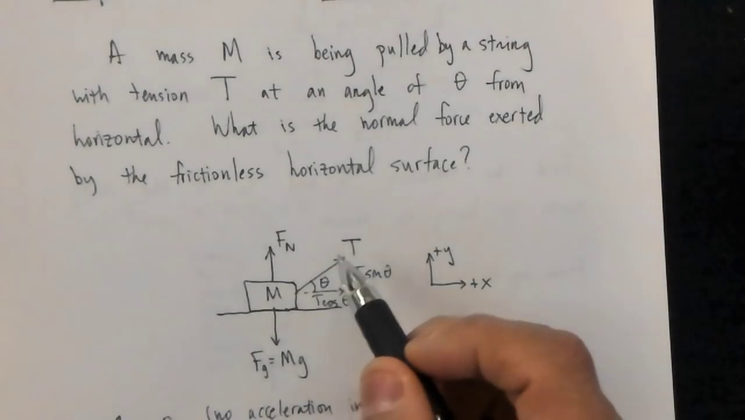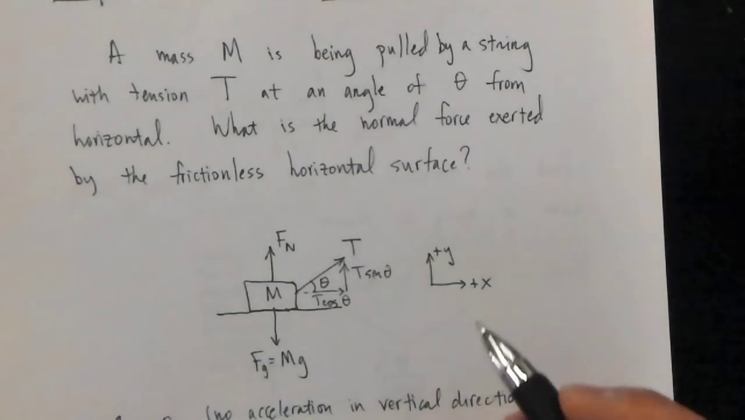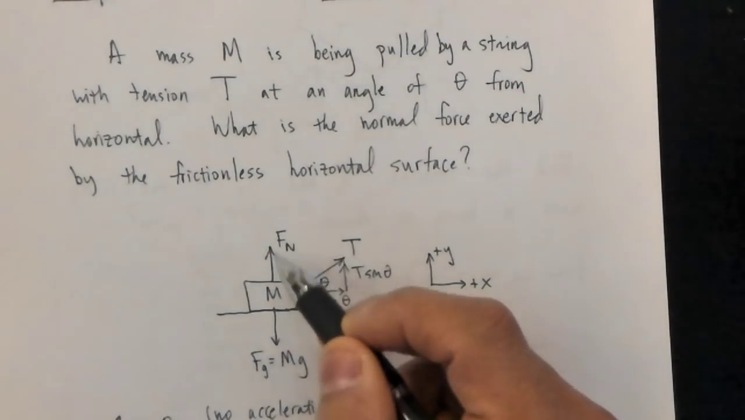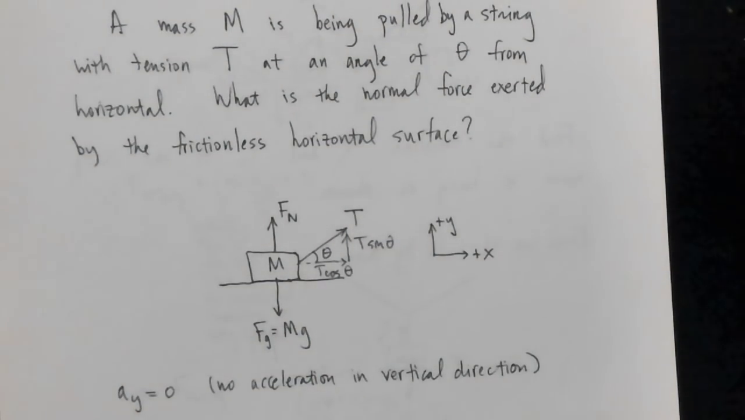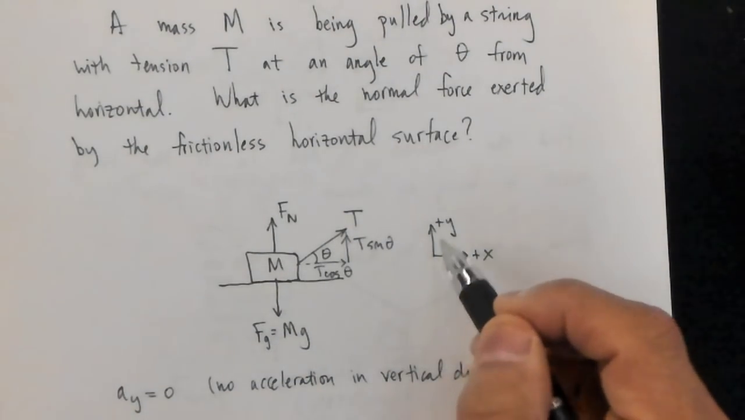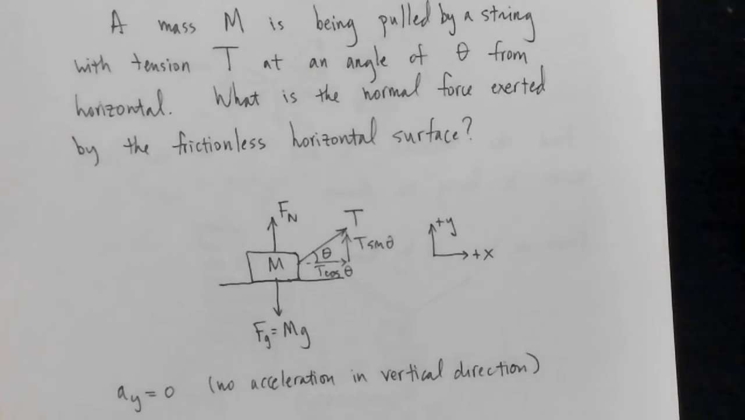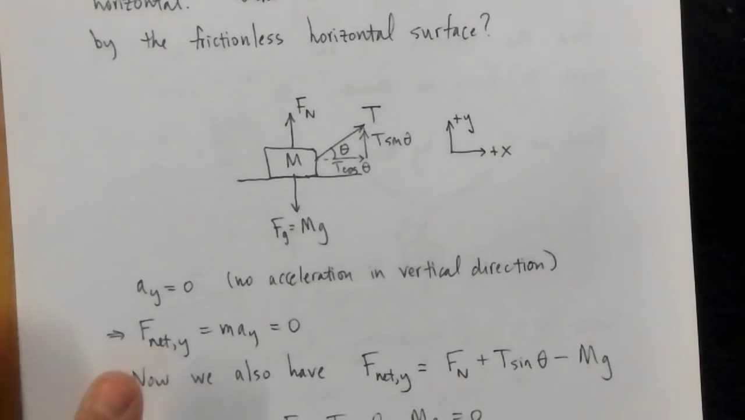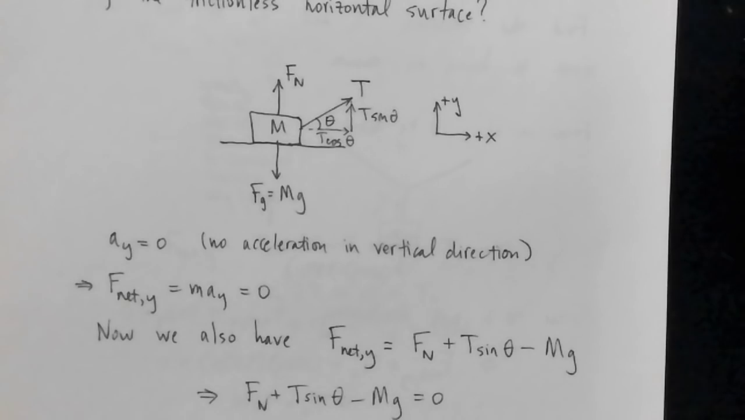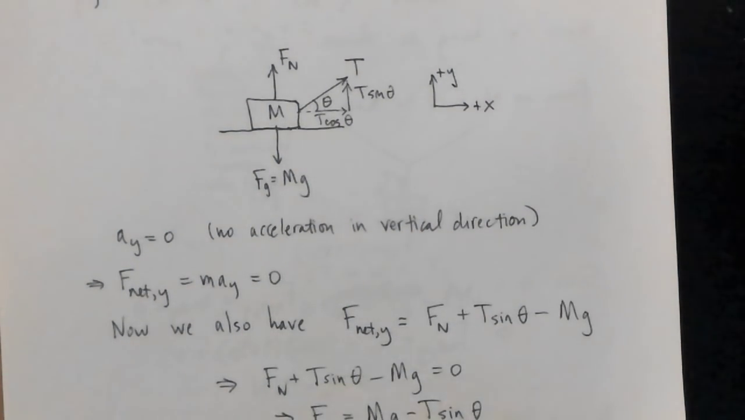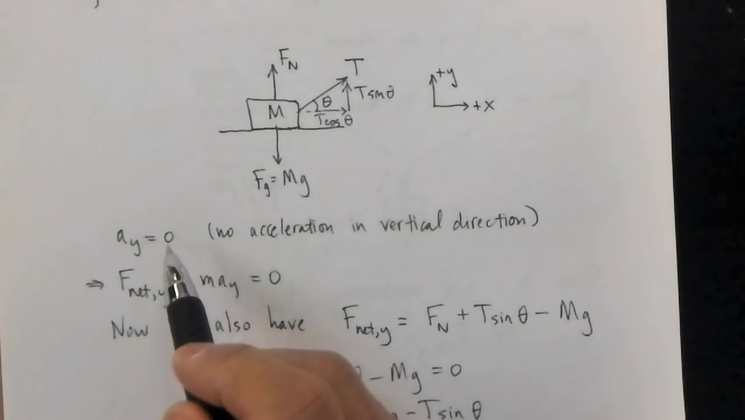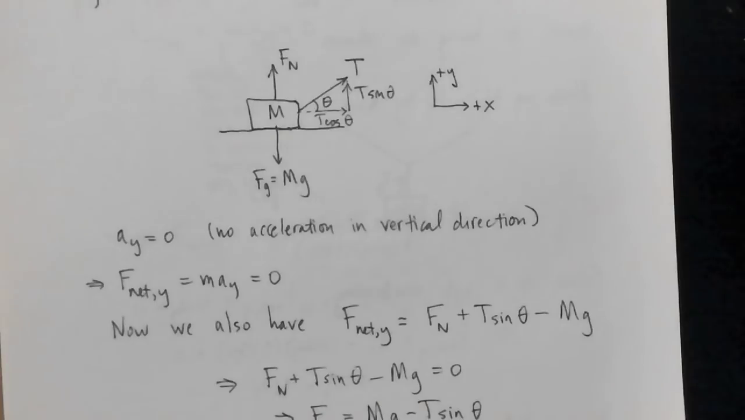So I can take a look at the forces acting here. I have T, I have the normal force, and I have the force of gravity going straight down, and I can get the x components and the y components. Now I will take a look at the y direction, because there's no motion in the y direction, so it's simpler. And so ay is equal to 0, no acceleration in the vertical direction.